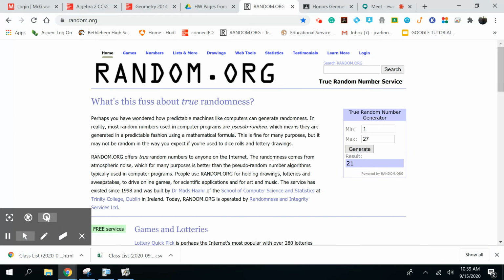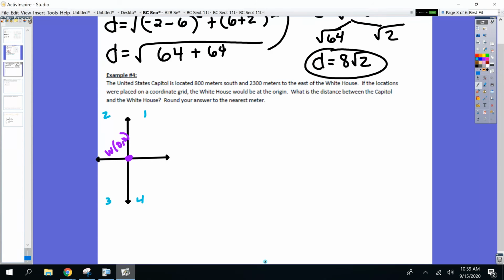What quadrant? 4. Yes, thank you. There's the capital in quadrant 4. You're not out of the woods yet, honors kids. What would the coordinate be then? Be careful, okay? 800 meters south, 2,300 meters to the east. And remember, the x coordinate always goes first. You got to watch your signs too, right? What's the coordinate of the capital?